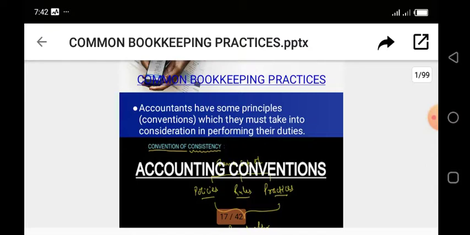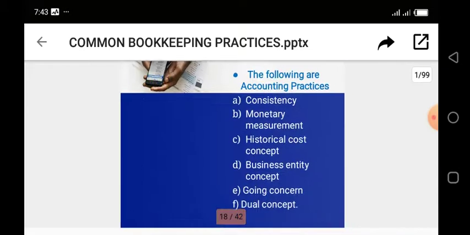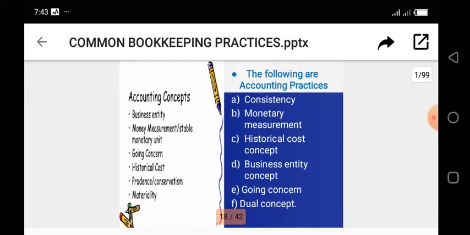So accountants have some principles which they must put into consideration when performing their duties. These are policies, rules, and practices they must put in place. This has been put in place by the coming together of different accountants in the past, and these are laws they must follow. Whenever they are practicing accounting or bookkeeping, they must follow these rules and regulations. We'll be looking at them one after the other. These are some, not everything, some.